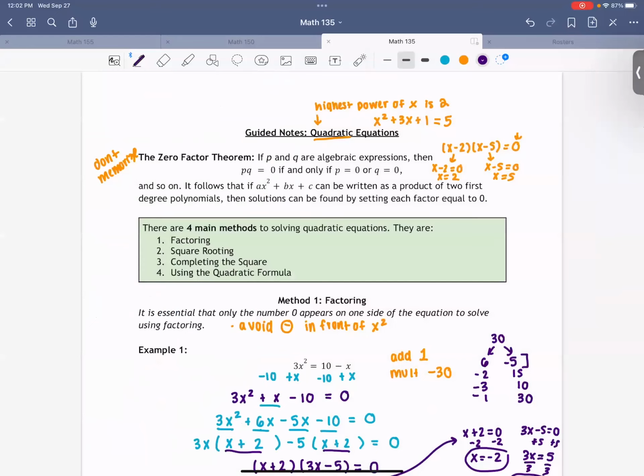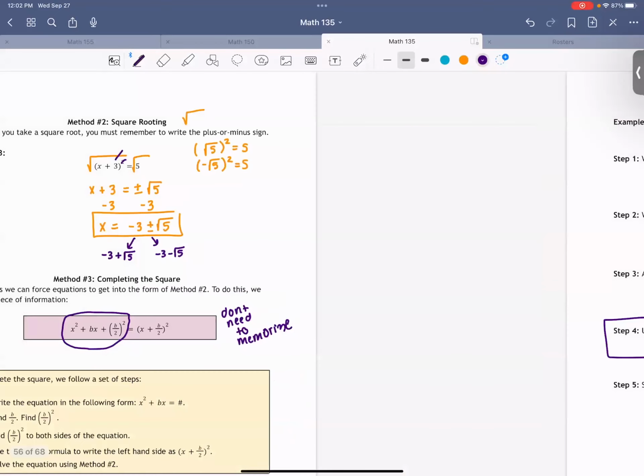So this is what the set of notes look like. We talked about quadratic equations. Remember, we have 4 ways to solve quadratic equations, right? We can factor, we can square root, which is probably the easiest one. We can complete the square, which is probably our hardest one. And then using the quadratic formula, well, I think it's kind of tied with square rooting. I think the quadratic formula is pretty easy as well.